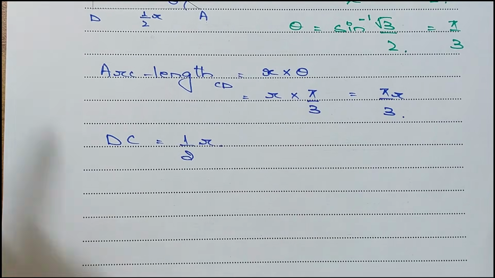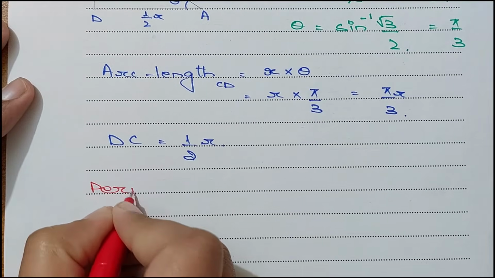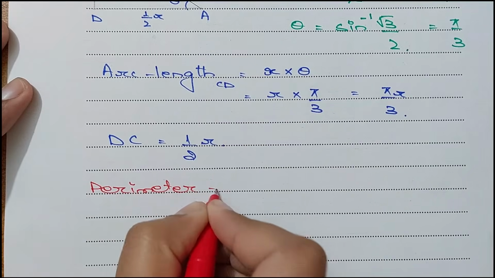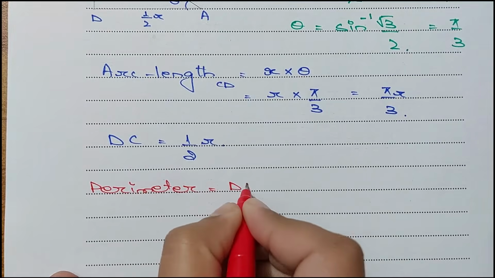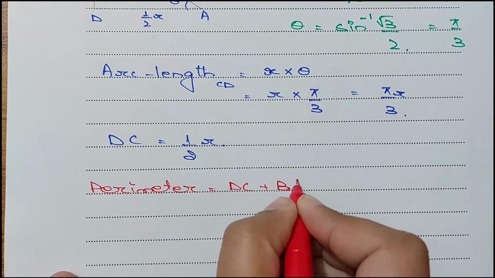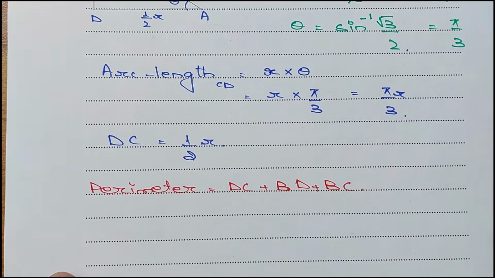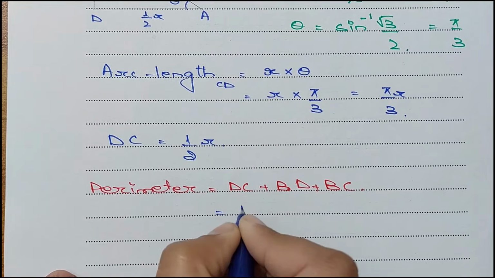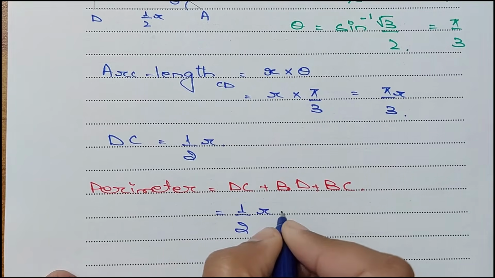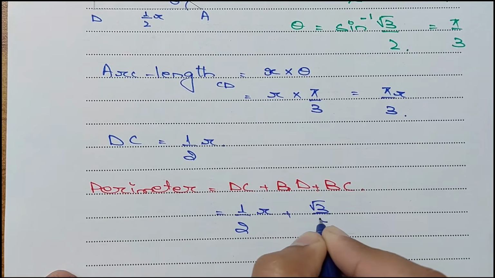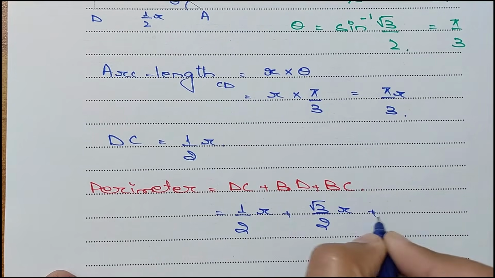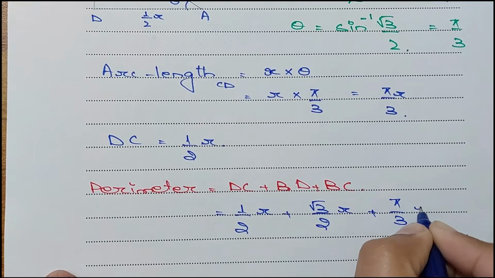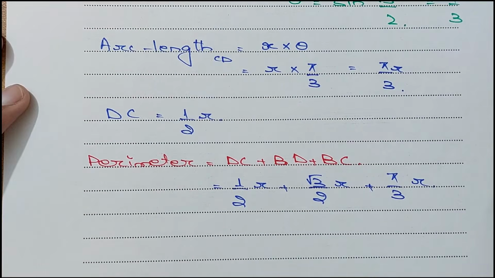Now let me add up to get the perimeter, right? Okay, we can say that the perimeter is the sum of DC, DB, and BC, right? Okay, so what is DC? DC is 1 by 2 r. DB is given, square root of 3 by 2 r, and BC, where is BC? BC is this, pi by 3 r. So this is the perimeter of BCD in terms of r.